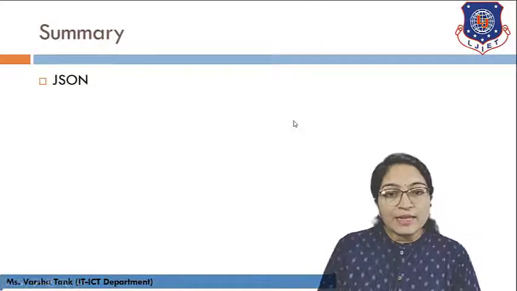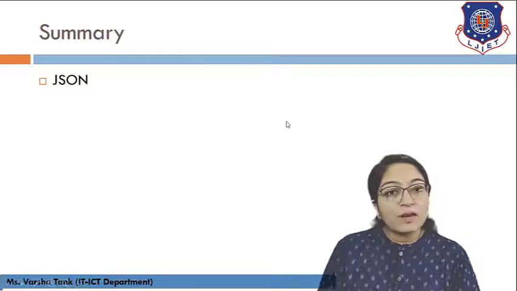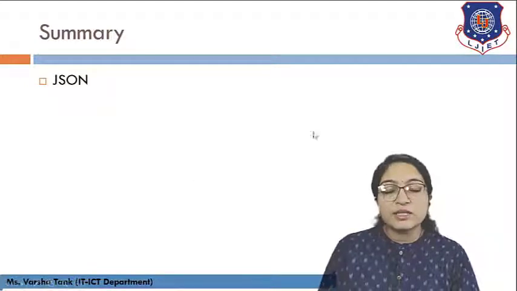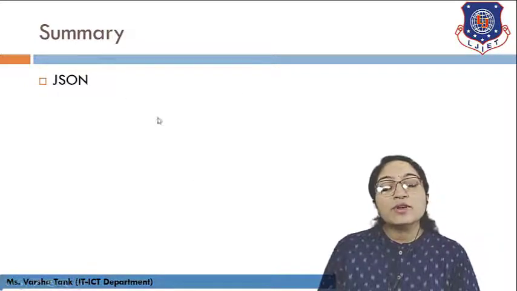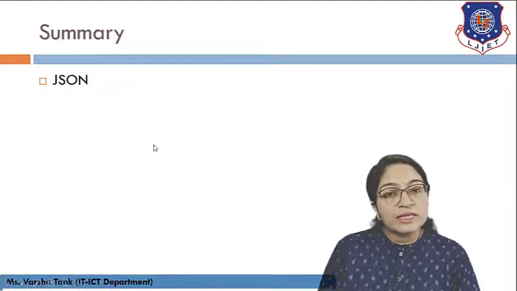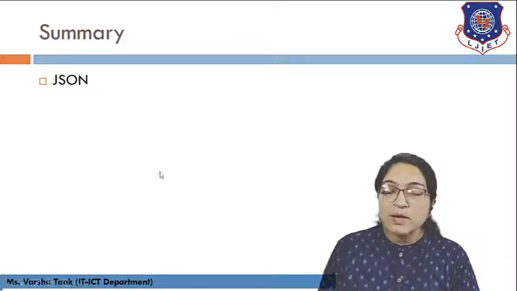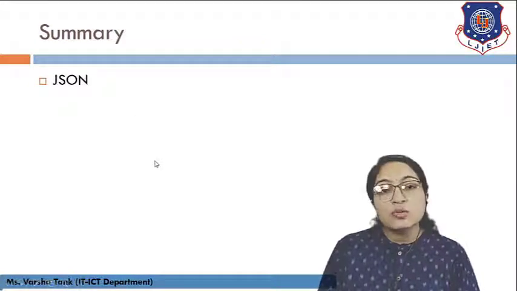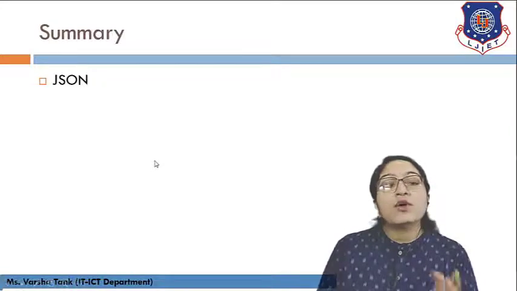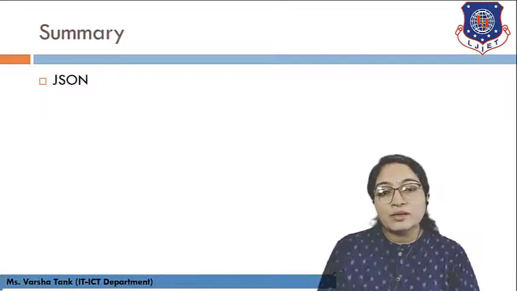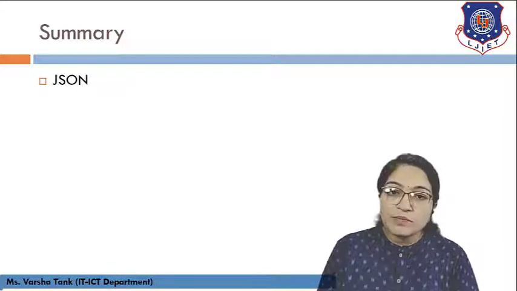So, summary of this lecture. In this lecture we have learned about JSON. That is a functionality from JavaScript. The full form of JSON is JavaScript Object Notation. So ultimately it is defined over JavaScript. We can use JSON to parse strings from server to application and from application to server.